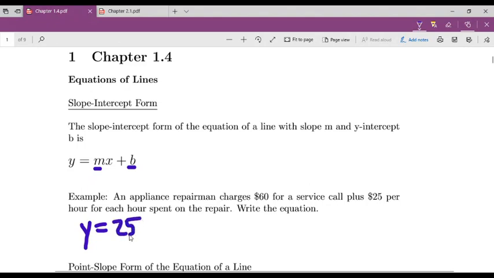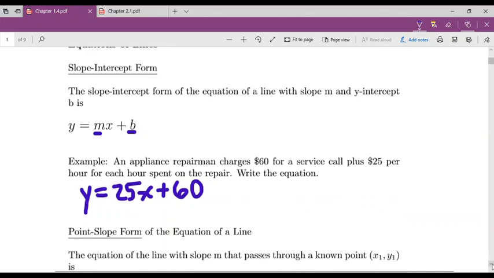So y equals 25 times however many hours x that he winds up staying plus that $60 that he's going to charge you regardless. So the equation that's going to tell you how much you get charged is y equals 25x plus 60. Easy enough.